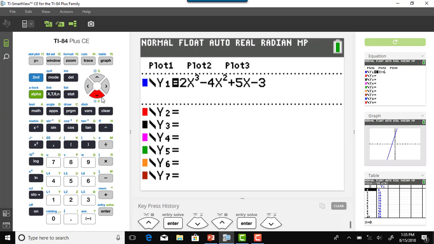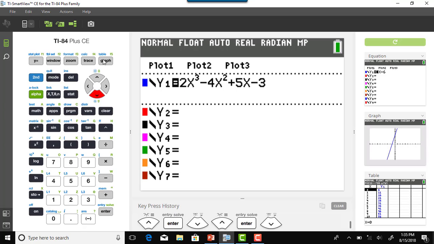So there's my y equal to 2x to the third minus 4x squared plus 5x and then minus 3. You can see over here you have the 3 different views that you can look at something on your calculator. You have the screen I'm on right now, which I'll update in just a second. So y1 equal to my function there.